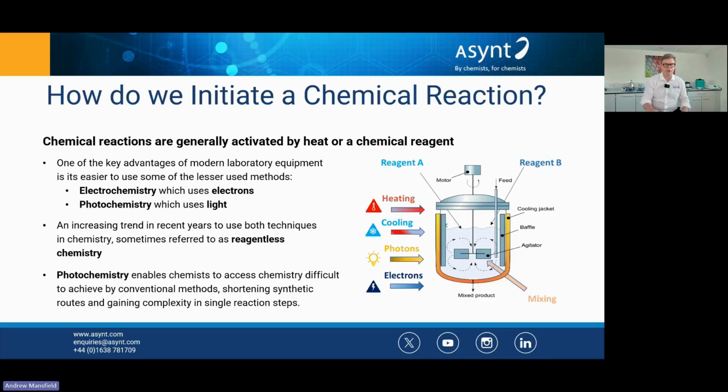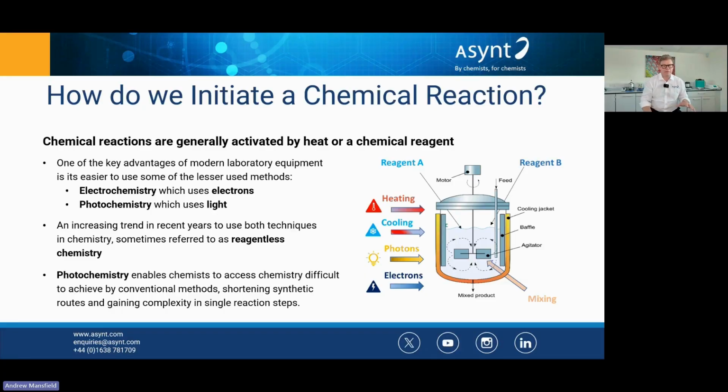Those two areas are electrochemistry, where we're using electrons as our reagent, and photochemistry, which uses photons and light. And these have seen really an increase in adoption over the last 10 years or so. We generally refer to these as reagentless chemistry. So we're also using these underused techniques in a greener and more efficient method as well.